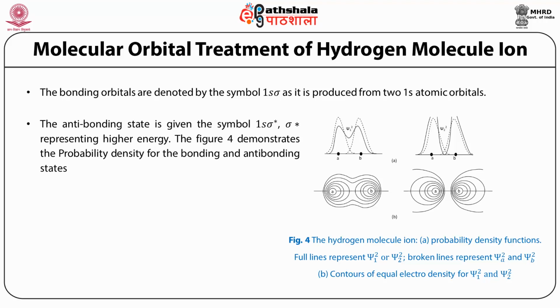The anti-bonding state is given by the symbol 1s sigma star, where sigma star represents the higher energy, and the figure demonstrates the probability density for the bonding and anti-bonding states. The A part gives us the probability density functions. In the case of the hydrogen molecule ion, the full lines represent psi 1 square or psi 2 square, while the broken lines represent psi A square and psi B square. And in the B part, contours of equal electron density have been depicted for psi 1 square and psi 2 square.